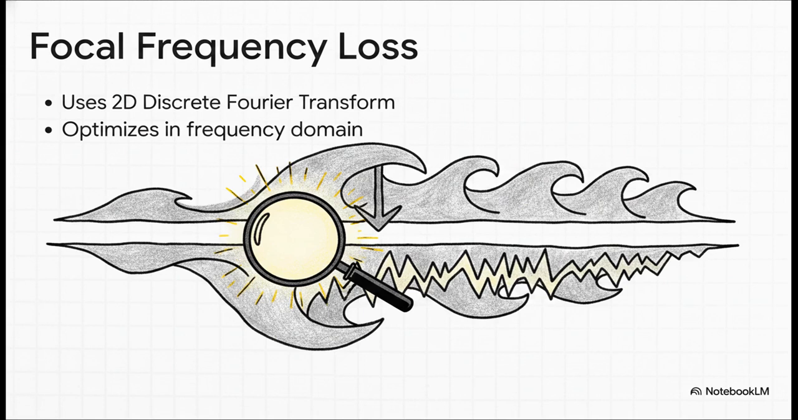FFL utilizes a 2D discrete Fourier transform to explicitly map the image directly into the frequency domain. And the really clever part is its dynamic weighting scheme. It automatically downweights the easy low-frequency data, which literally forces the network to focus heavily on the difficult high-frequency details. This directly wipes out those artificial patterns and recovers hyper-realistic textures.